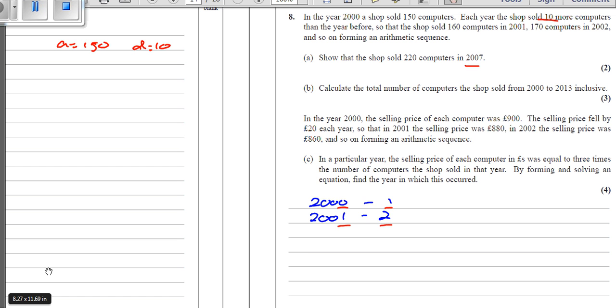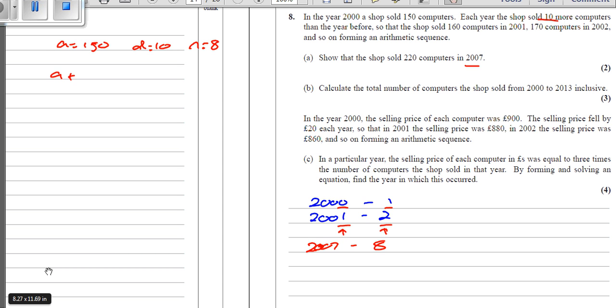Okay, so 2007, have a look at that. That's going to be the 8th term, because notice that this digit here is always one less than this digit here. That's going to be the 8th term. So we're going to have n equals 8.